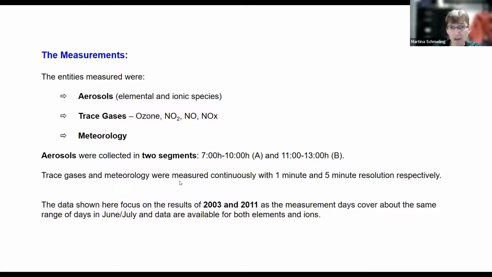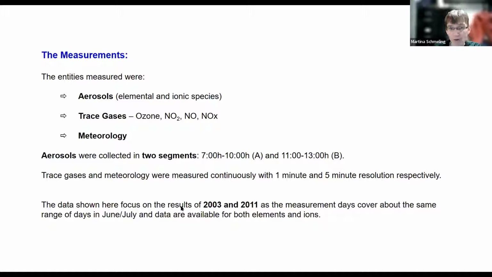Trace gases and meteorology were measured continuously, because you just suck in the air and you get constant readings. The trace gases were in 1-minute resolution and the meteorology in 5-minute resolution, which gives us a pretty decent picture of when the lake breeze actually does happen, because you can see the change in the wind direction, which I will elaborate on a bit later.